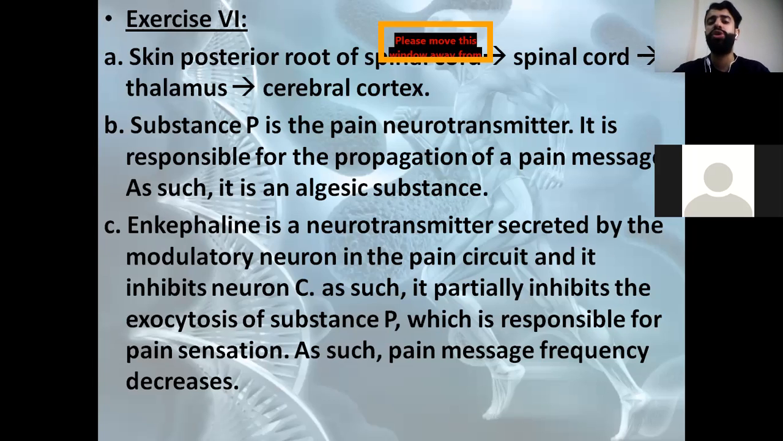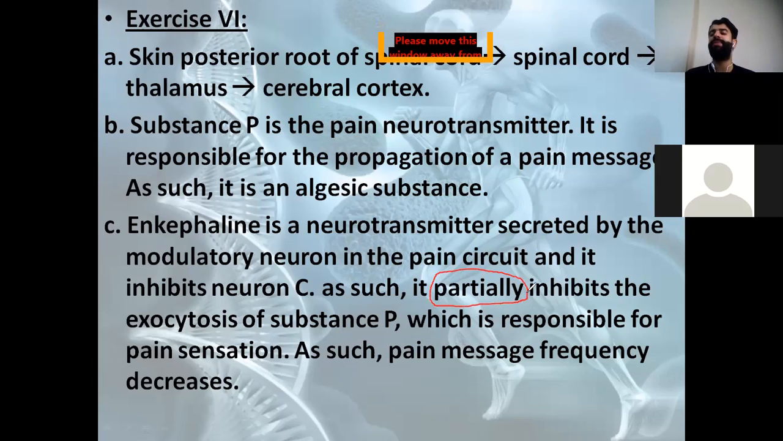Enkephalin is a neurotransmitter that's secreted by the neuron in the pain circuit, the modulatory neuron. We already talked about this, if you remember, in the pain circuit message, the modulatory neuron inhibits the neuron C. So as such, this will inhibit partially, and pay attention to this word, this is the key word here. Keyword: enkephalin partially inhibits and not totally.